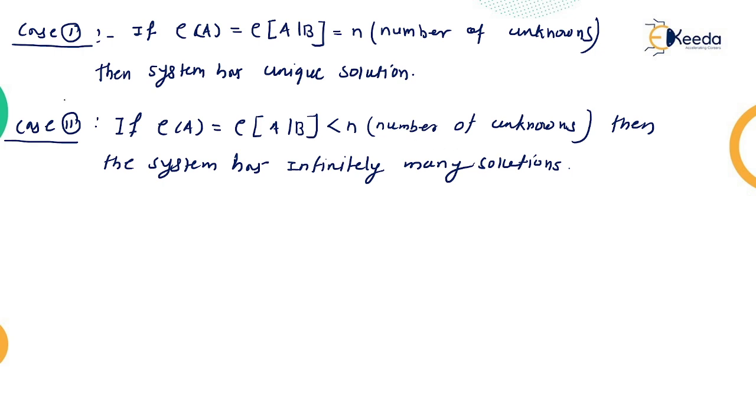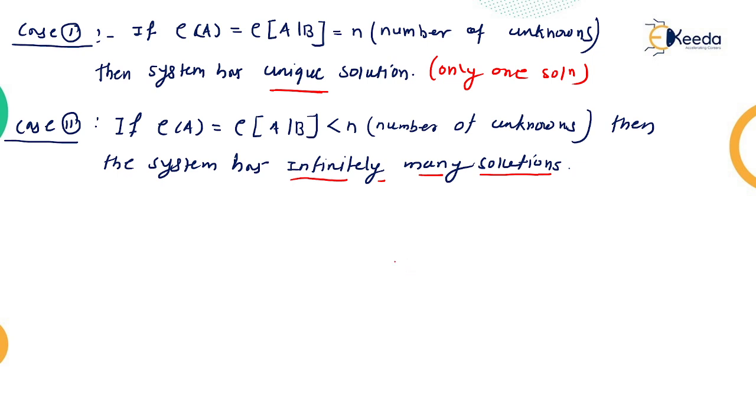Means if the system is consistent, there are two cases. If the rank of matrix A is equal to the rank of matrix AB, that is equal to the number of unknowns, then the system has a unique solution, means the system has only one solution. And in case number two, if the rank of A is equal to the rank of the augmented matrix AB and is less than n, then the system has infinitely many solutions, means the system has more than one solution.